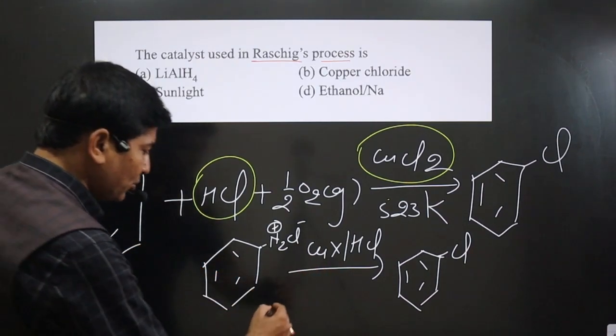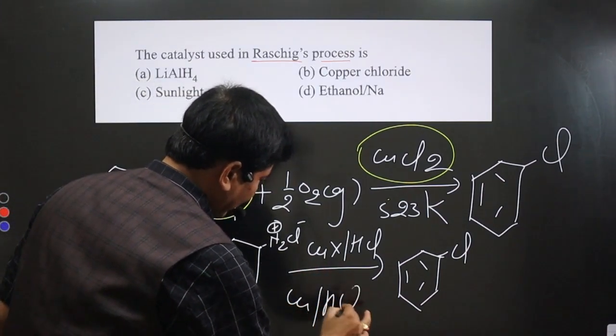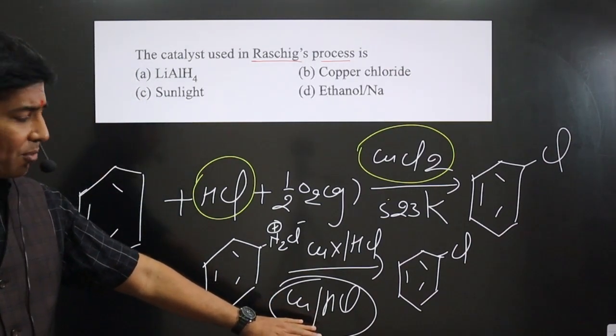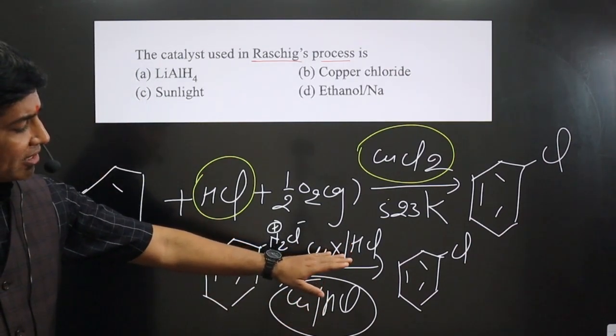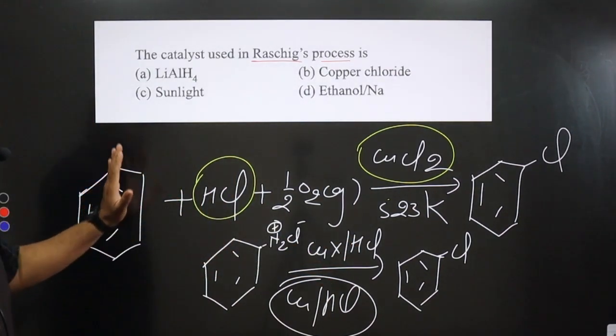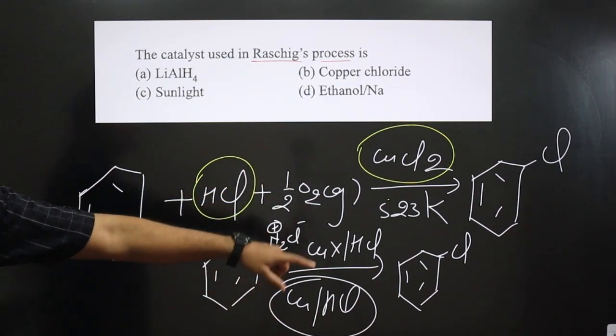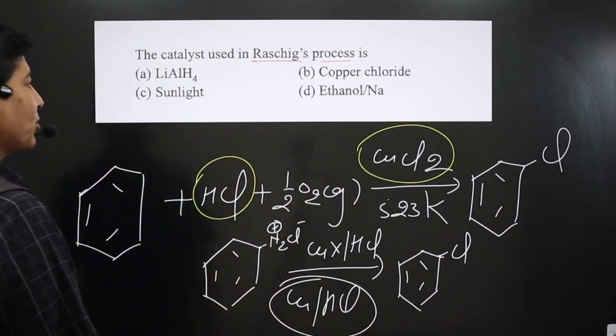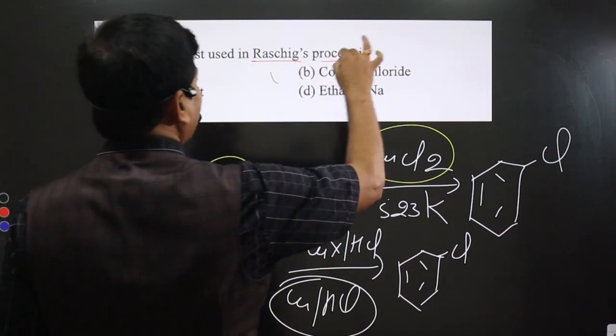In Sandmeyer we have CuCl and HCl. The product will be the same. In the Gattermann reaction this is the reagent we have, and in the Sandmeyer reaction this is the reagent we have. So you can see the benzene ring is converted into chlorobenzene in the presence of CuCl2, the copper chloride reagent. You can see option second is correct.